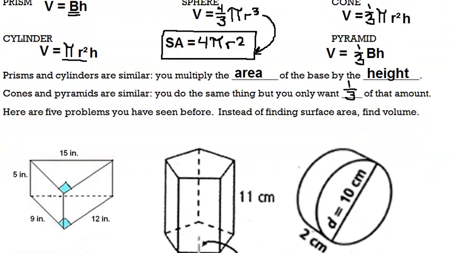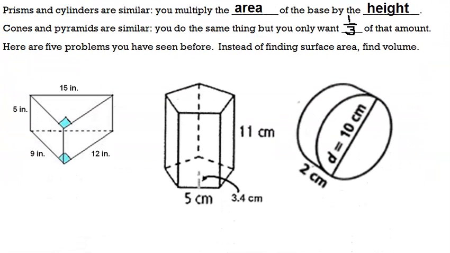All right. Now, what you're going to find out as you go through this is that you are probably going to like volume more than you like surface area, because you don't have to draw out a net. You don't have to break it down piece by piece. You just have to do what it tells you to do. The biggest key is identifying what the base actually is.